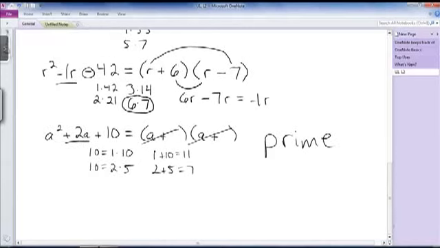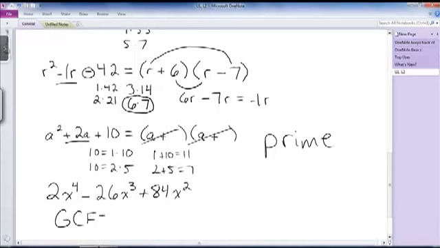Alright, time to make it slightly more complicated. 2x to the 4th. Wait a second, I thought you said there wasn't going to be a number out there. Well, now there is. Minus 26x cubed plus 84x squared. This goes back to that GCF question. There is a GCF in this case. What is the greatest common factor? What would divide into all three of those terms?